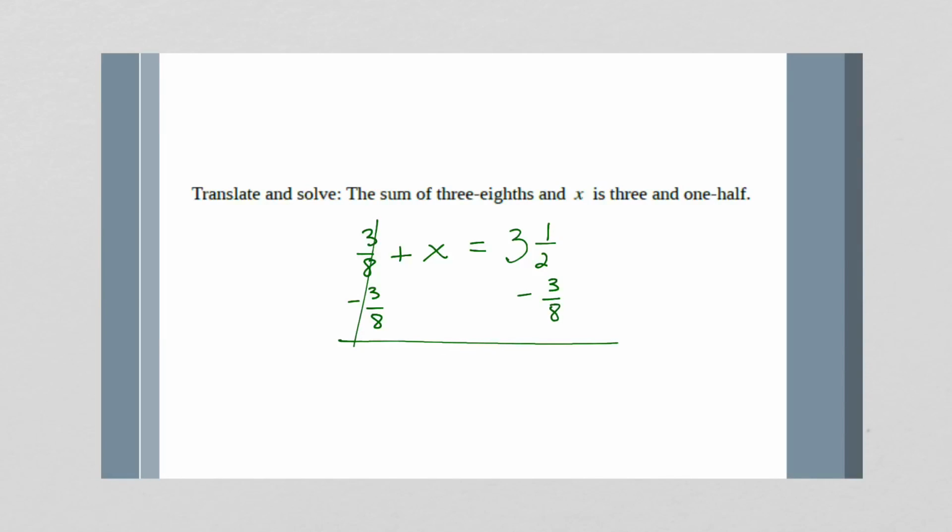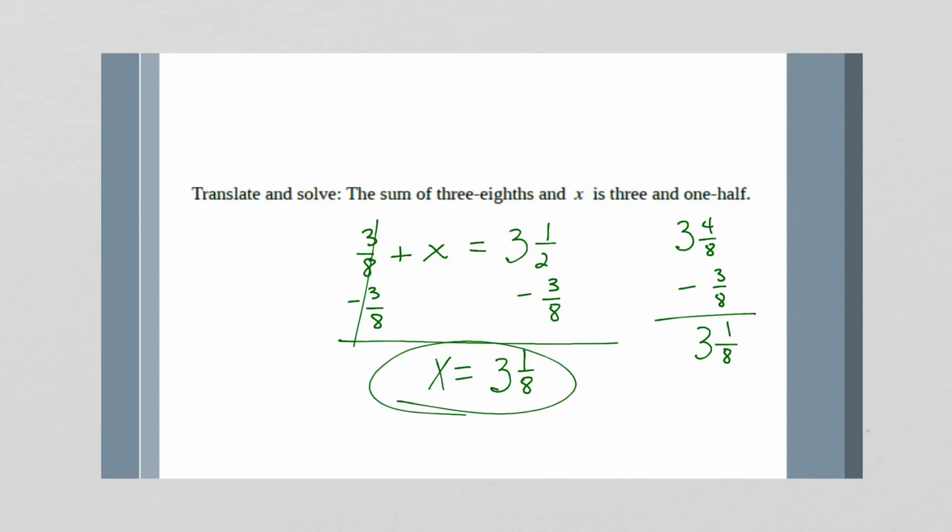That created 0, that went away. So x is equal to, now I need to do some math off to the side because I don't have a common denominator. There, now I have a common denominator, so I get 3 1/8. So x is equal to 3 1/8.